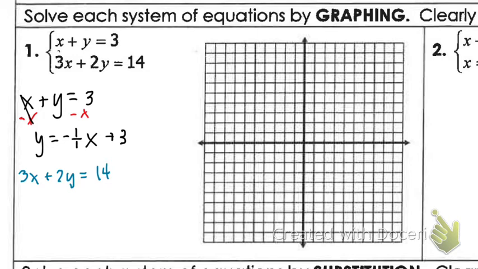Lewis, what should I move over? If our goal is to get y by itself, I'm going to go ahead here and say the 3x. That was an educated guess. Probably.